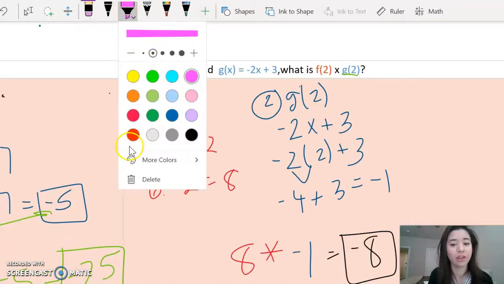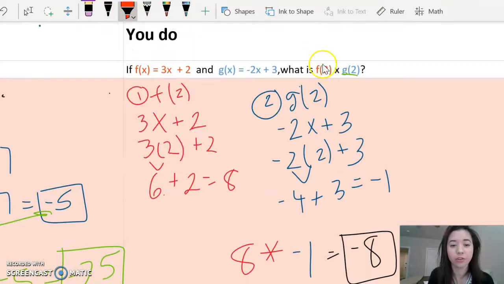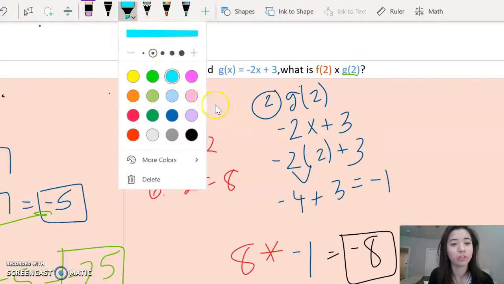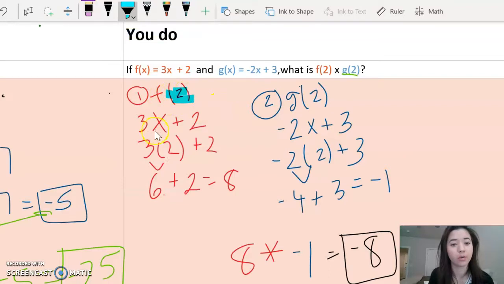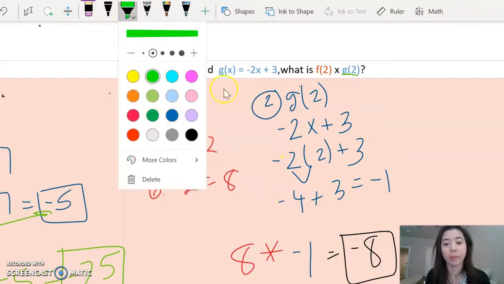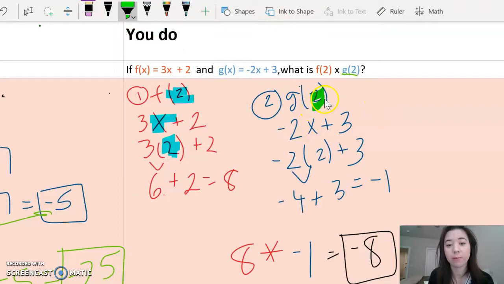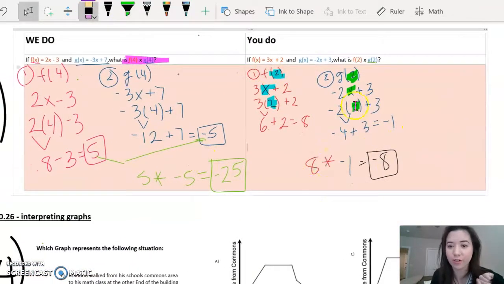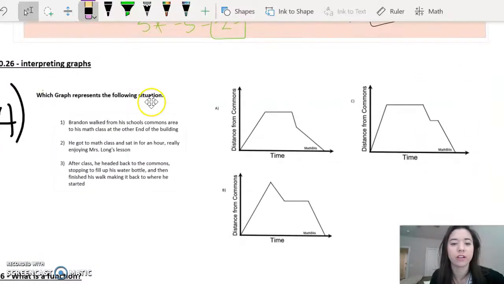All right, so the answer was negative 8. We took that 2 and plugged it into my f function, and then we get 8. And then we did the same thing with my g function, where we plugged 2 in for x, and we get negative 1. Multiply those and we get negative 8. Try again if you got it wrong. Pause me if you got it wrong, see where you messed up, and fix your answer.